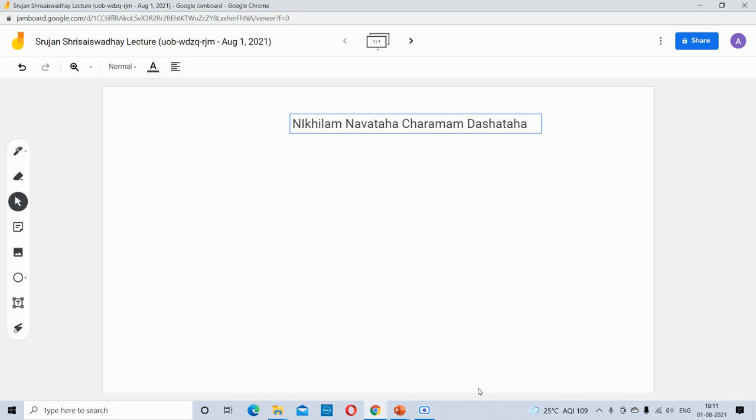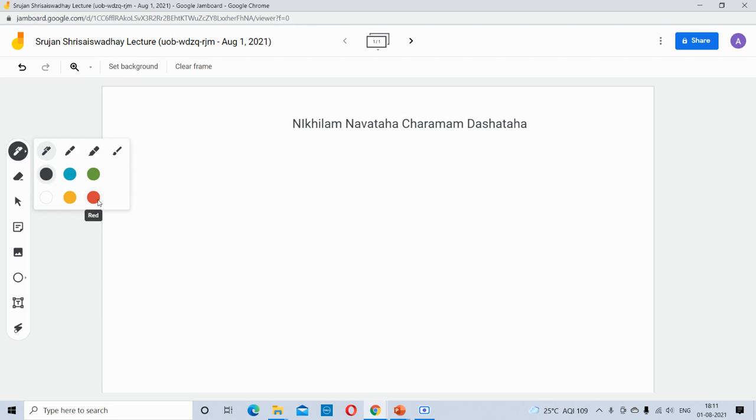Okay. Now we are going to see how we are going to use this Nikhilam Navatashcharamam Dashatah Sutra for multiplication. For multiplication, we will be using the base as 10, 100, 1000.